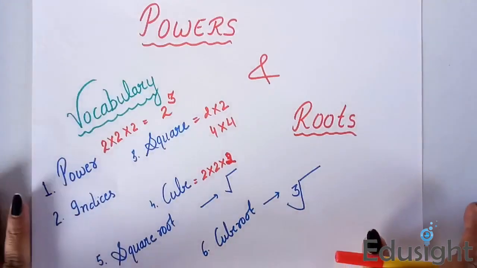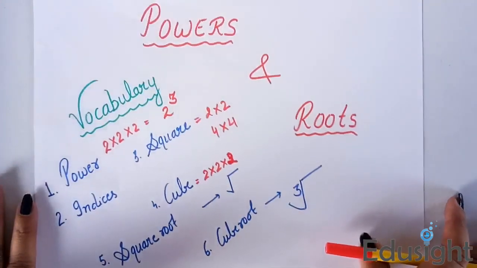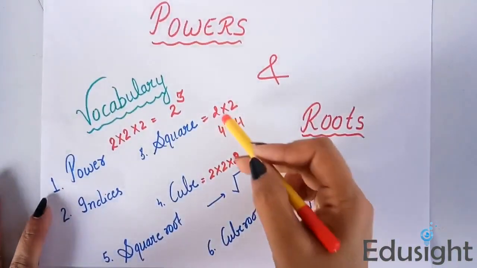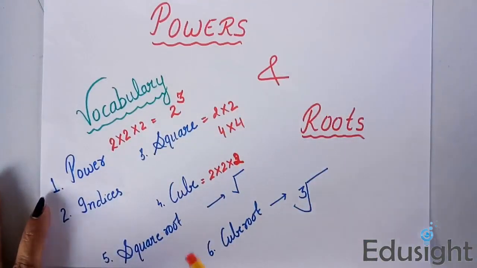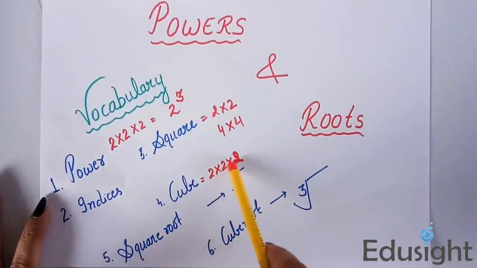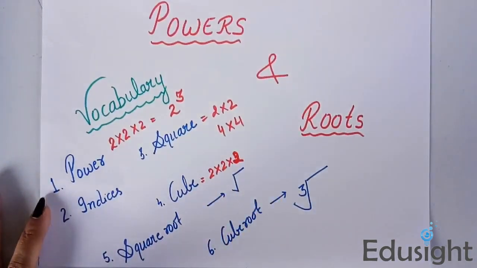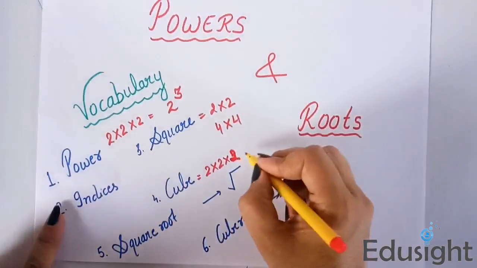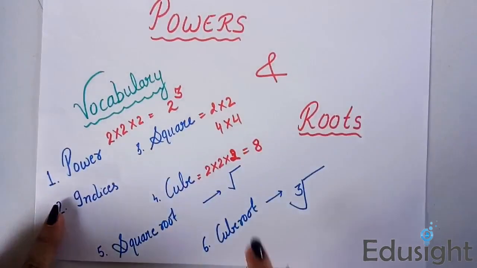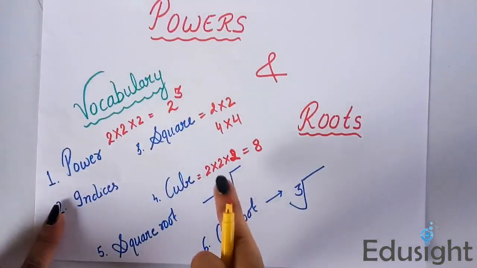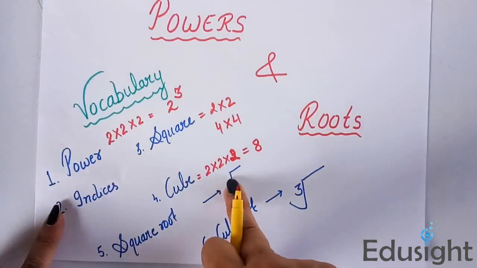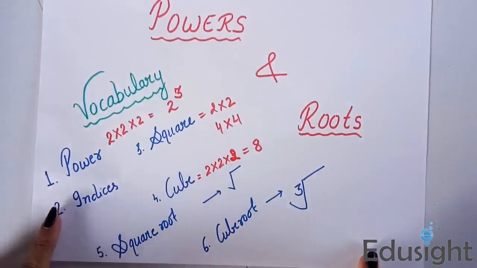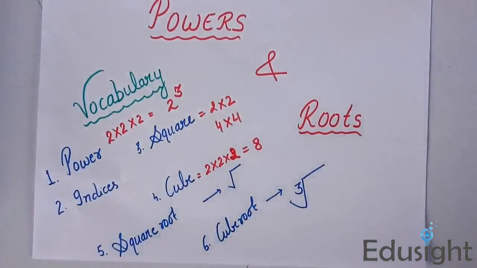Next is square root. Now, if square of 2 is 4, then square root of 4 is 2. This is the symbol which we use to represent the square root. Next, we are having cube root. Cube of 2, 2 into 2 into 2, is 8. So, cube root of 8 is 2. This is the symbol which we use to represent the cube root.